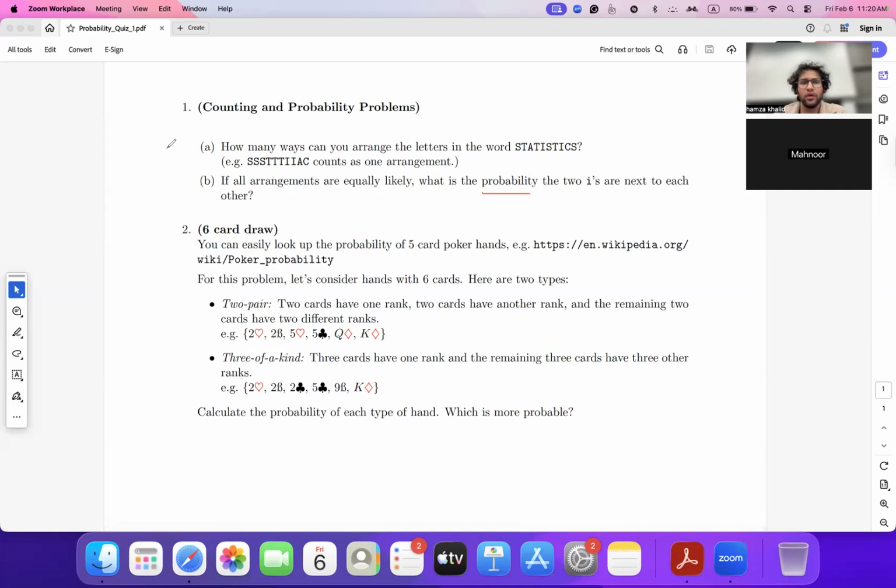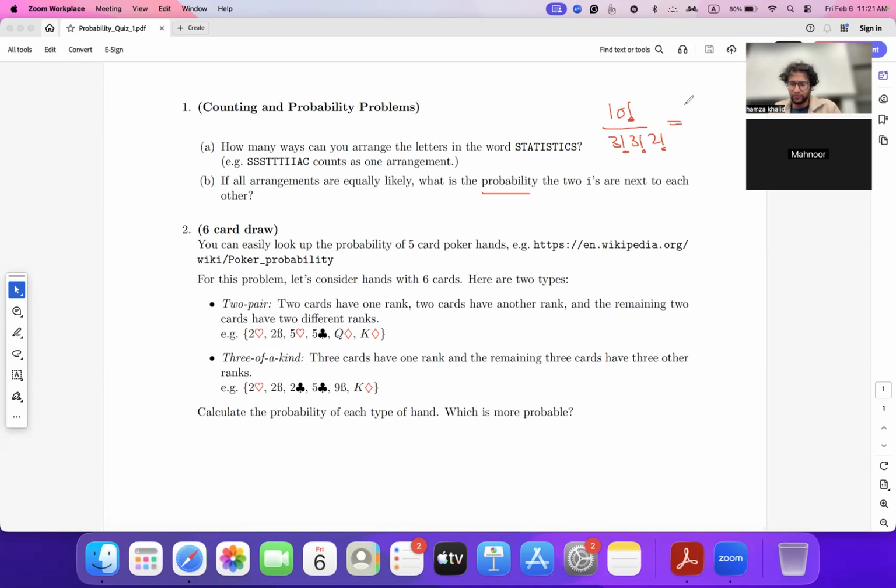For the first part, the answer is very simple. That's just 10 factorial over 3 factorial to account for the S's, 3 factorial for the T's, and 2 factorial for the I's. So this would give me, I have a calculator somewhere here.